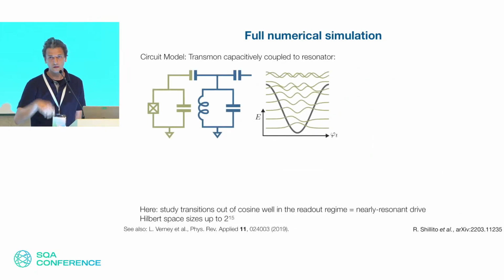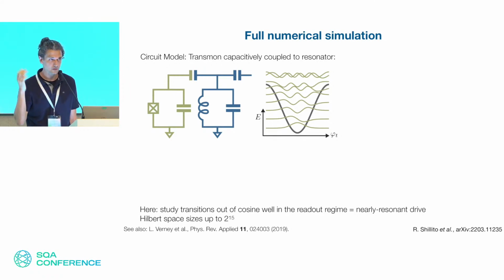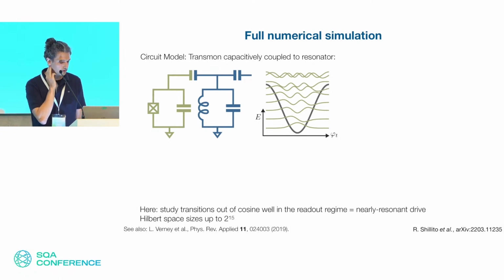So for that, this was a collaboration with Sandbox at Alphabet. We kind of had an intuition that we need very large Hilbert spaces, because when you have nearly resonant drives, even though the resonator has some dissipation, you typically fill up the resonator very quickly, and you want to avoid any kind of Hilbert space boundary effects. So in fact, for the results that I'm going to show you here, we needed sometimes Hilbert space sizes up to 2 to the 15 in order to converge our results.